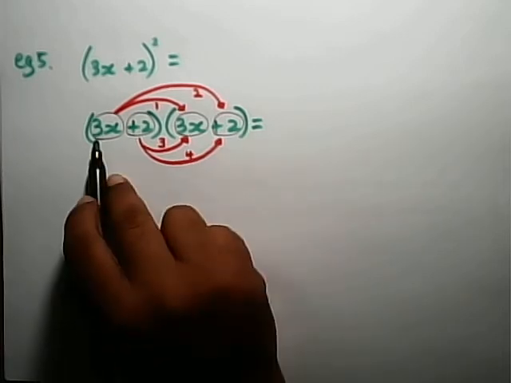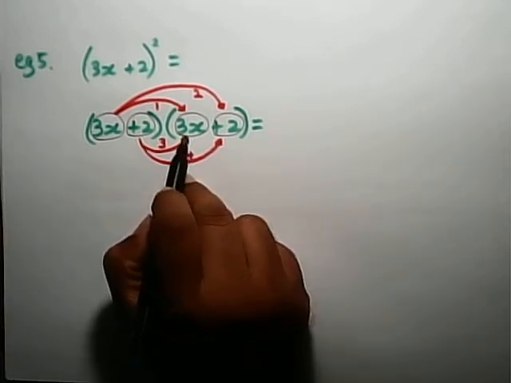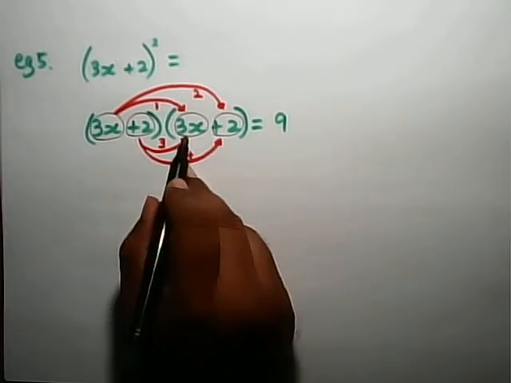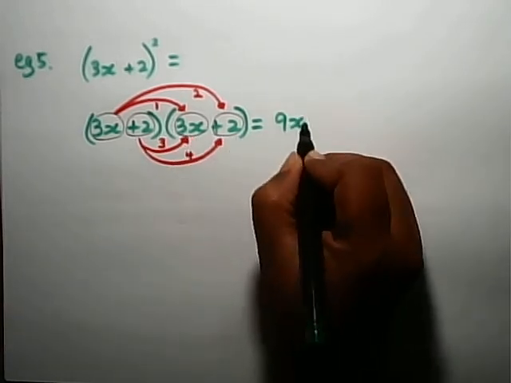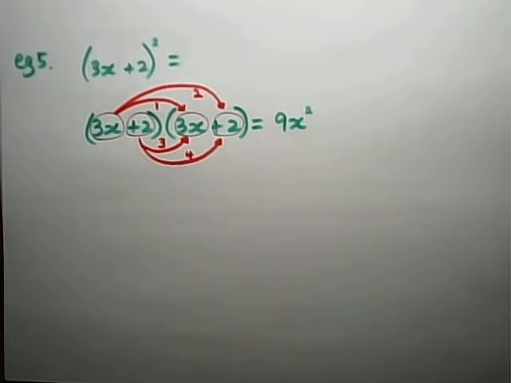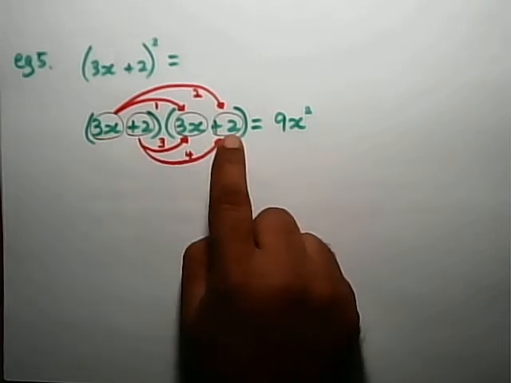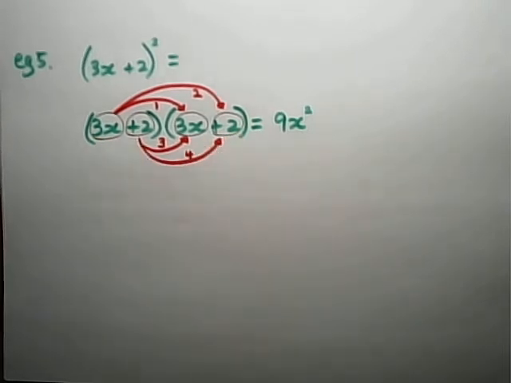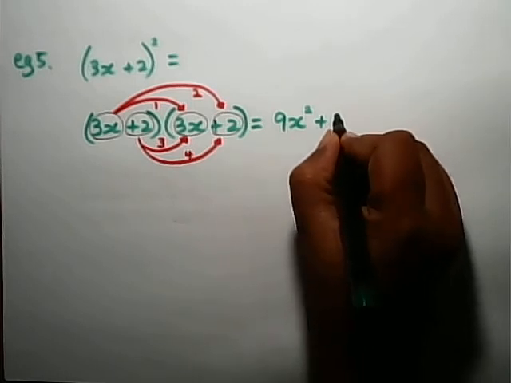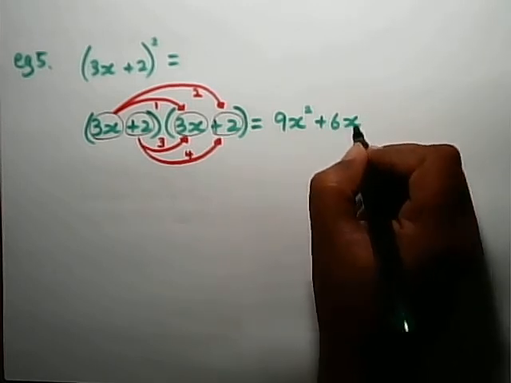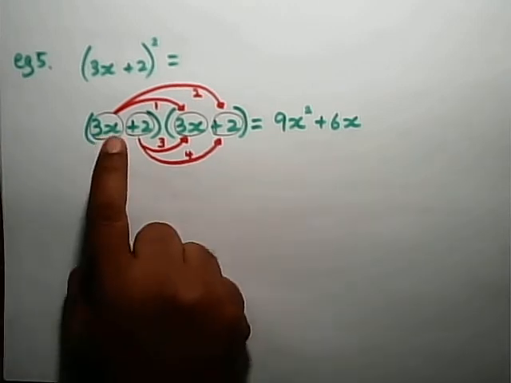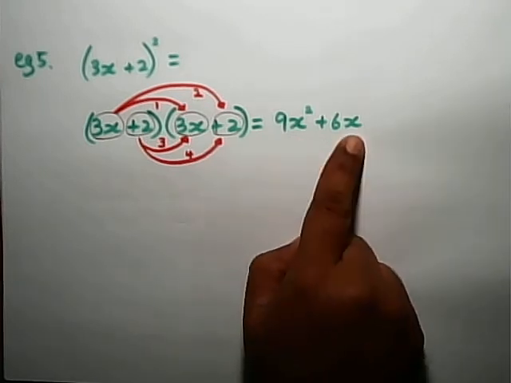Let's go. 3x times 3x would give you 3 times 3 is 9. x times x gives you x squared. Next, a positive 3x times a positive 2 would give you 3 2s are 6, a positive 6x. That was step 1 and step 2 answers.